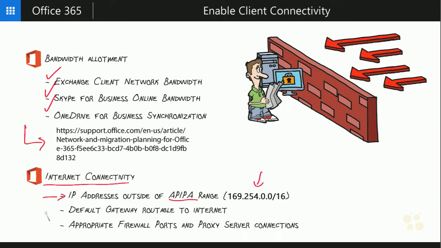They do have to have a default gateway that is routable to the internet. So their gateway doesn't have to be connected directly to the internet, but it does have to have a route to get out to the internet, of course. I mean, this is all basic internet connectivity stuff. And then, like we mentioned a few minutes ago, you have to have the right firewall ports and proxy server connections set up so that they can reach the Office 365 services on the internet.